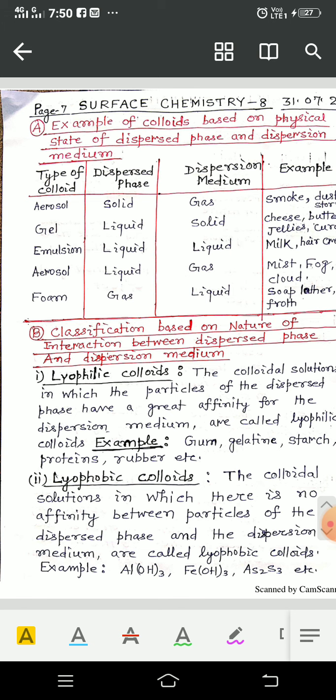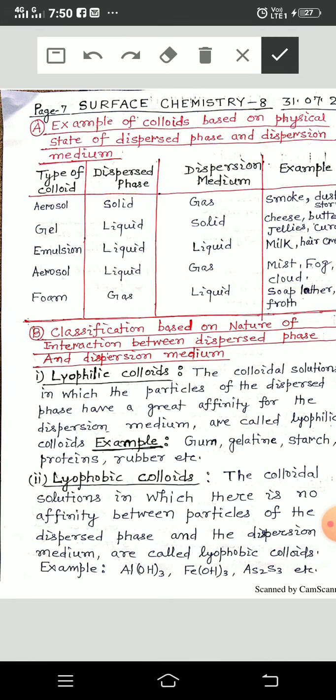In lesson 9 it will become very clear. Today I will discuss in this class, I am coming to that point. Now the type based upon the interaction between dispersed phase and dispersion medium. So there are 2 types, lyophilic and lyophobic.